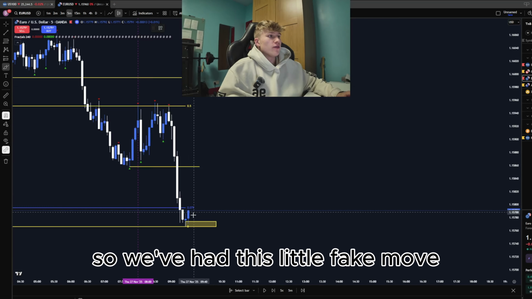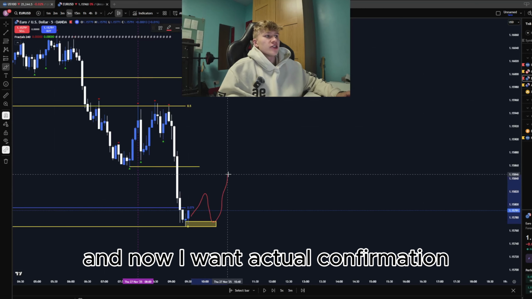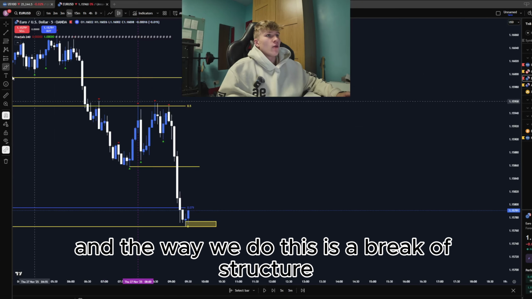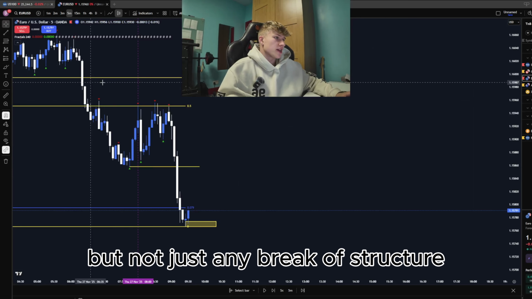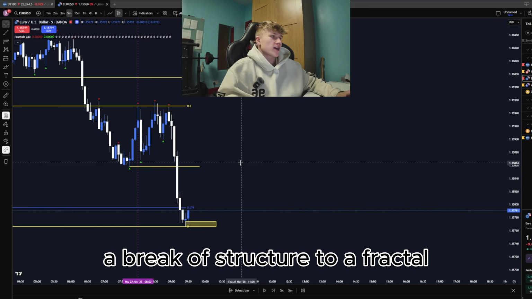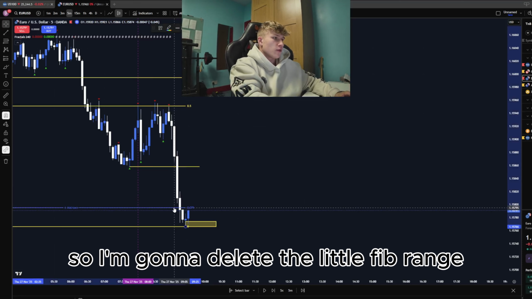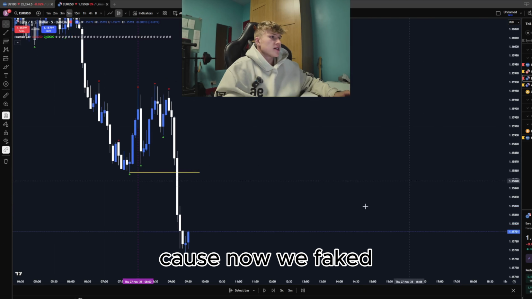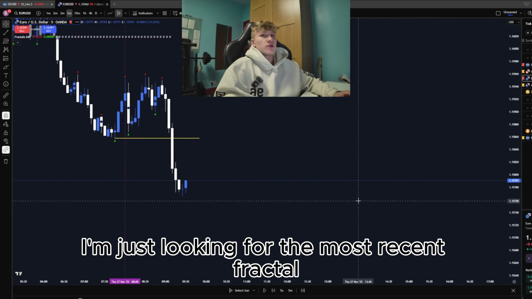So we've had this little fake move, and now I want actual confirmation that we're going to move up in our direction. And the way we do this is a break of structure, but not just any break of structure, a break of structure to a fractal. So I'm going to delete the little fib range and the little fake out zone because now we've faked. I'm just looking for the most recent fractal to get a break.